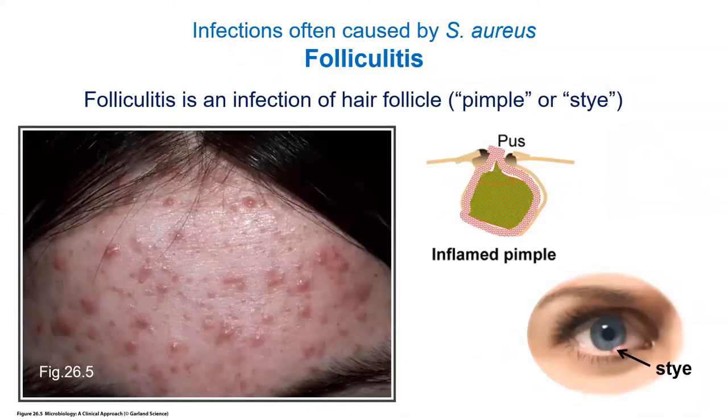So let's shift gears and talk about some infections caused by Staph aureus. Notice I have the word often. A number of these infections can sometimes be caused by other organisms like Staph epidermidis or P. acnes, sometimes Pseudomonas. But probably 80% of the time it's assumed to be Staph, which can be confirmed, of course, with the Gram stain usually and then other biochemical tests.